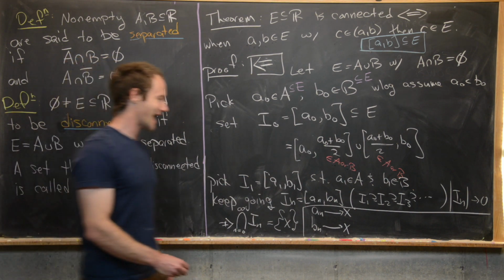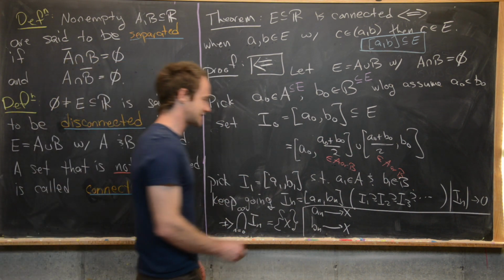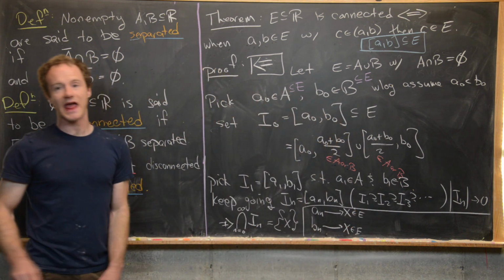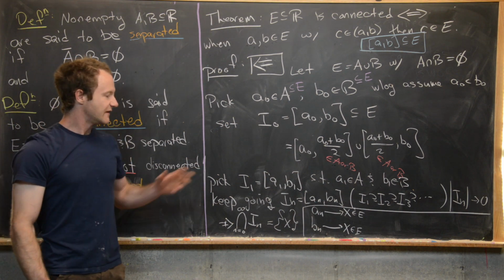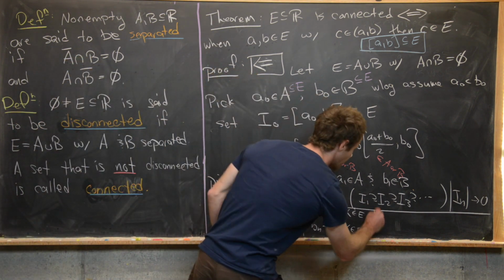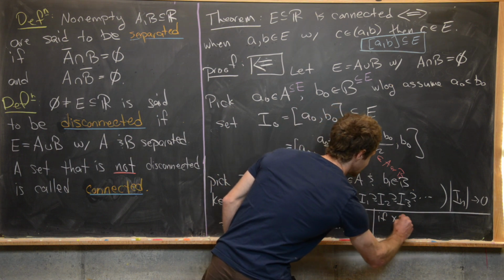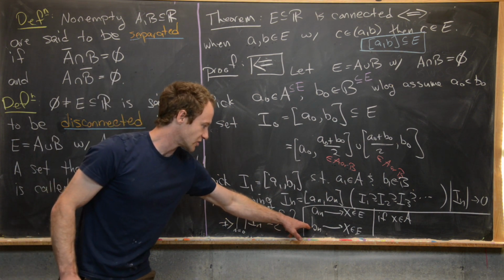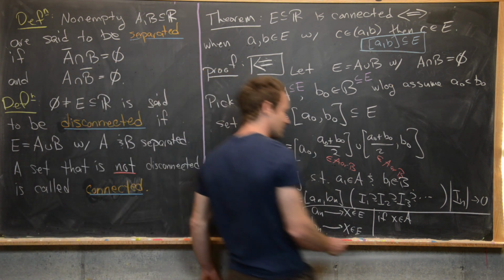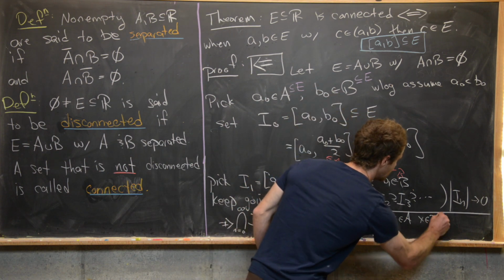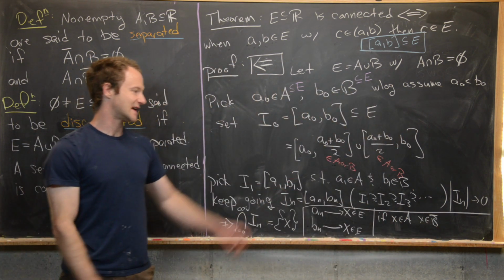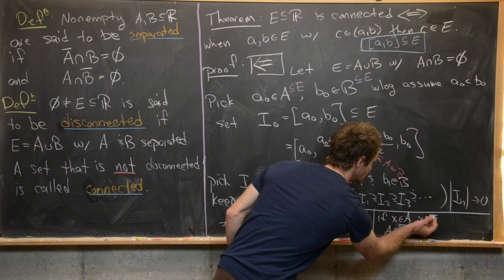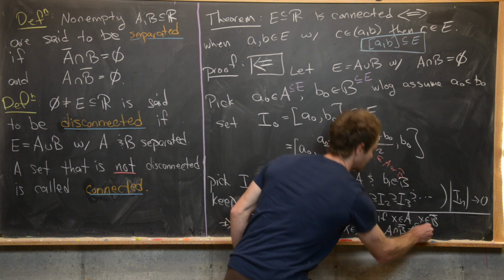Furthermore, we know that x must be an element from E, which means it's in A or B. So if it's in A, let's go ahead and see that. If x is in A, we also know that it is the limit of a sequence of elements from B, so it's also in the closure of B. That tells us that x is in the intersection of A and the closure of B, which means that is not the empty set.